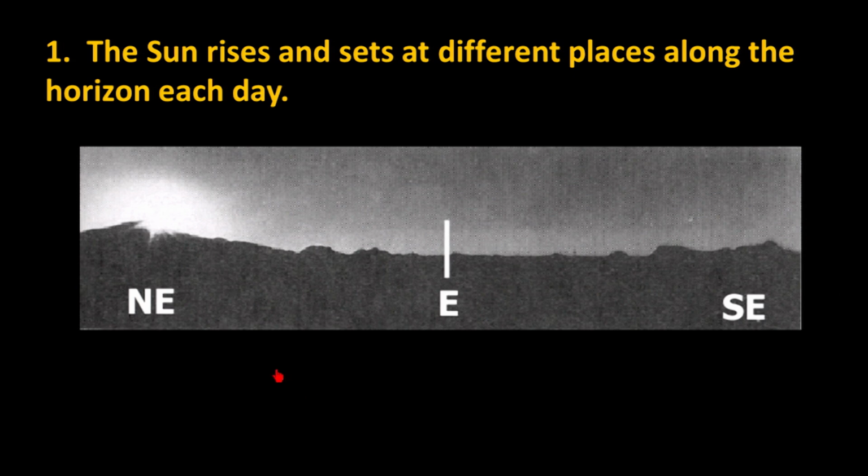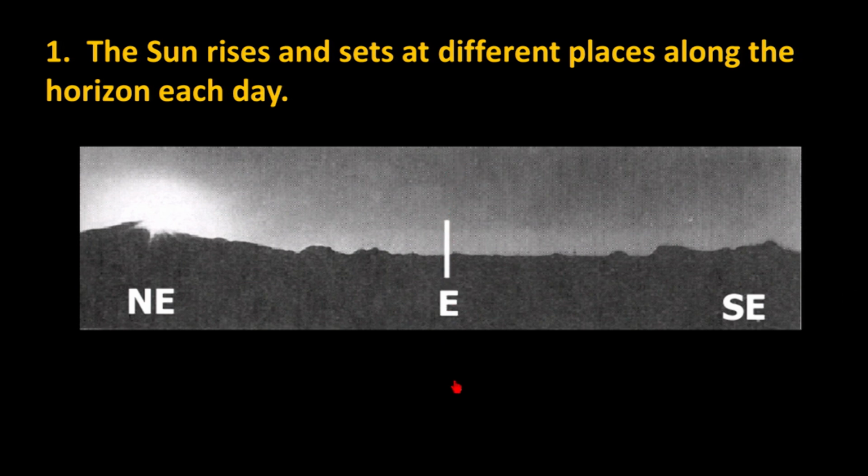Now let me set this up a little bit. What you're about to see is a series of pictures where somebody went outside on a regular basis, maybe every 3 weeks or so. They stood in exactly the same spot and took a picture of the sunrise. In the animation you're about to see, we start off with the very center of the picture looking due east.